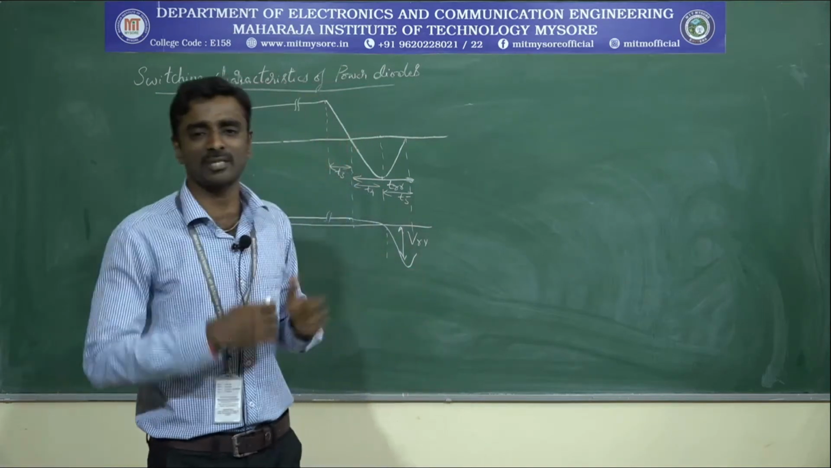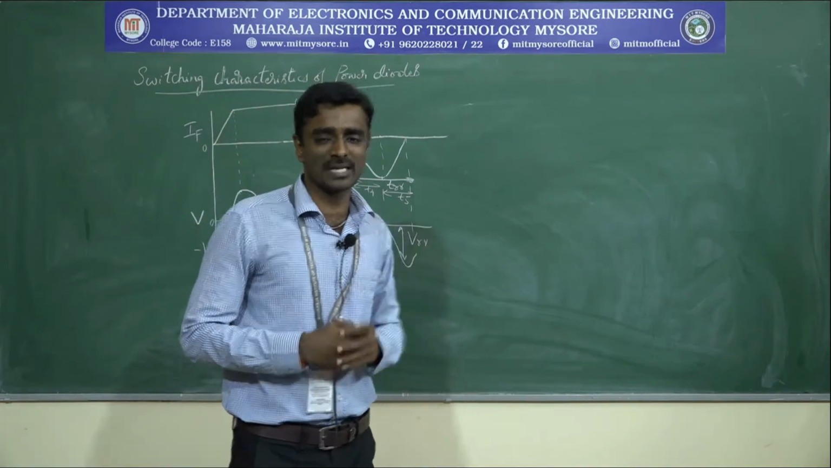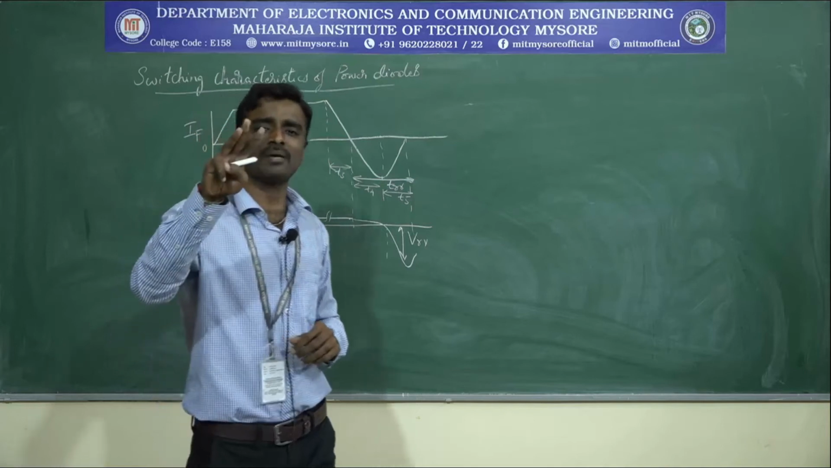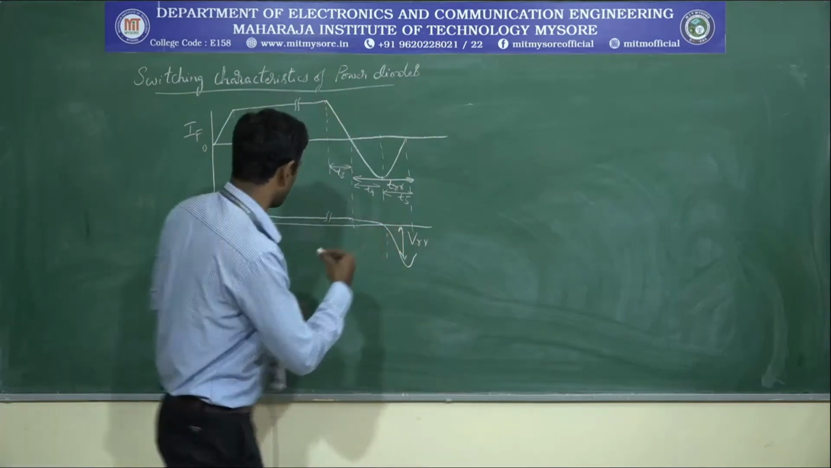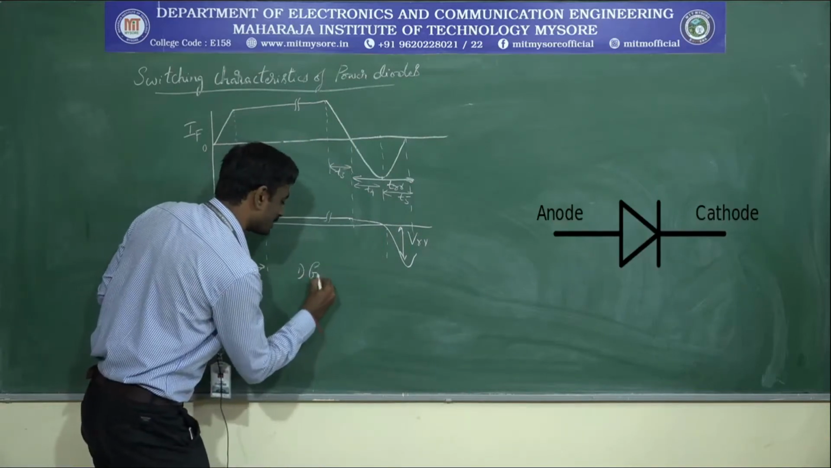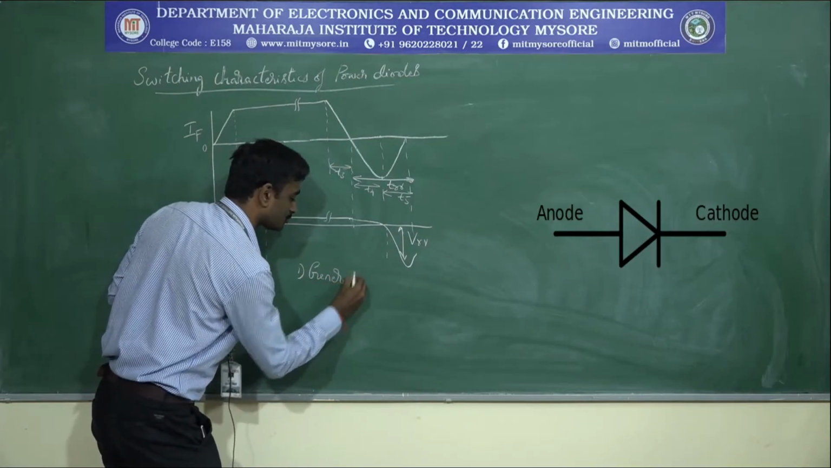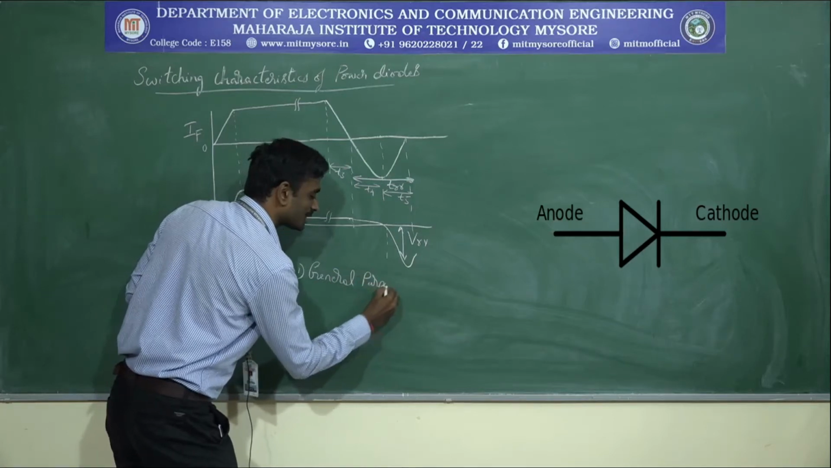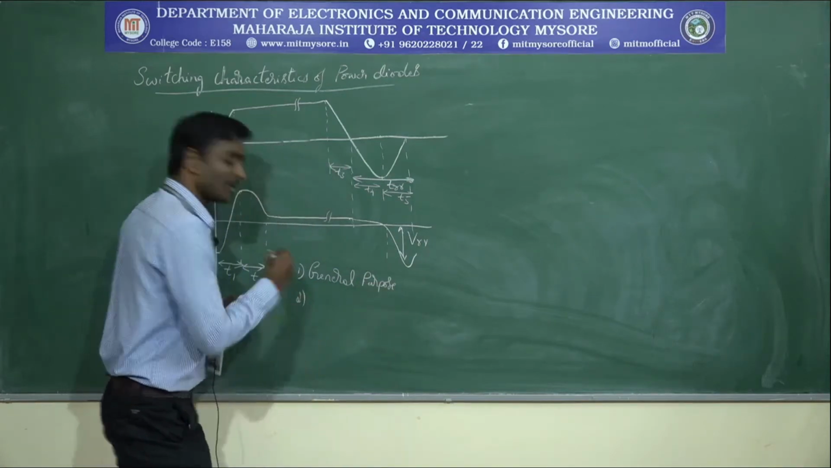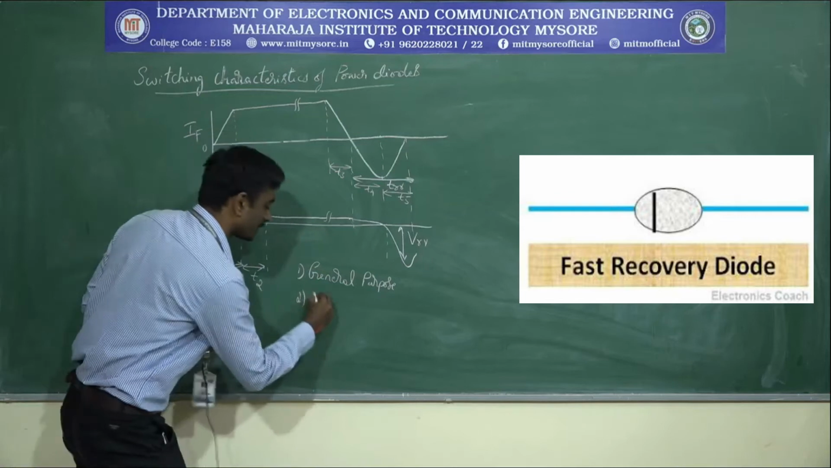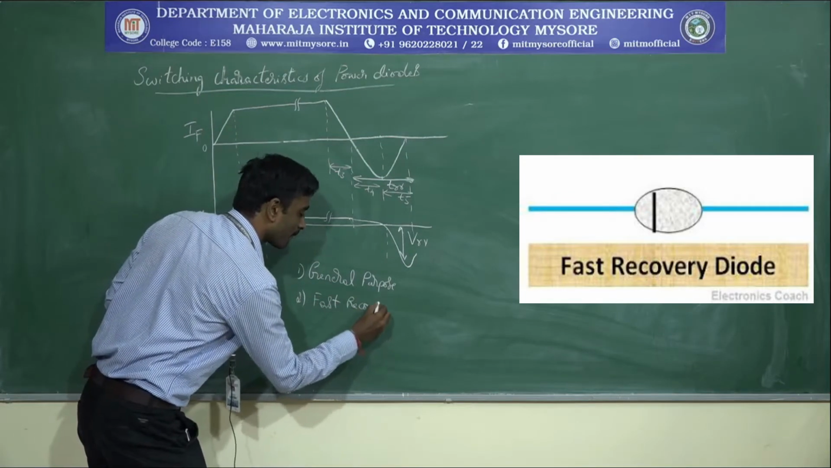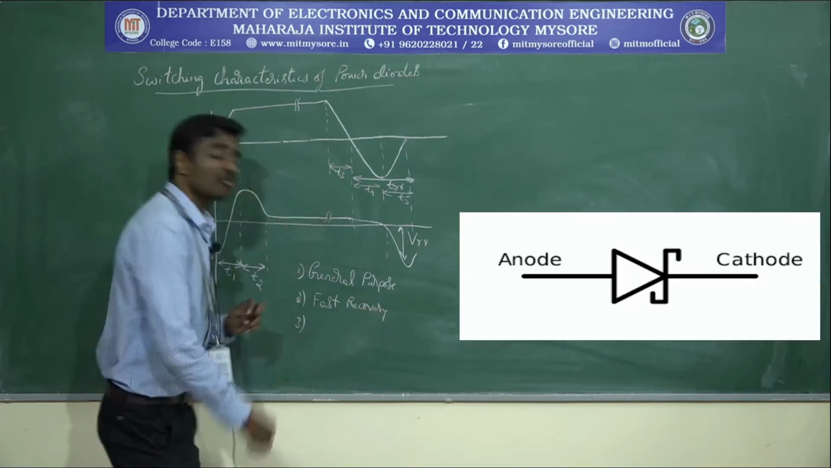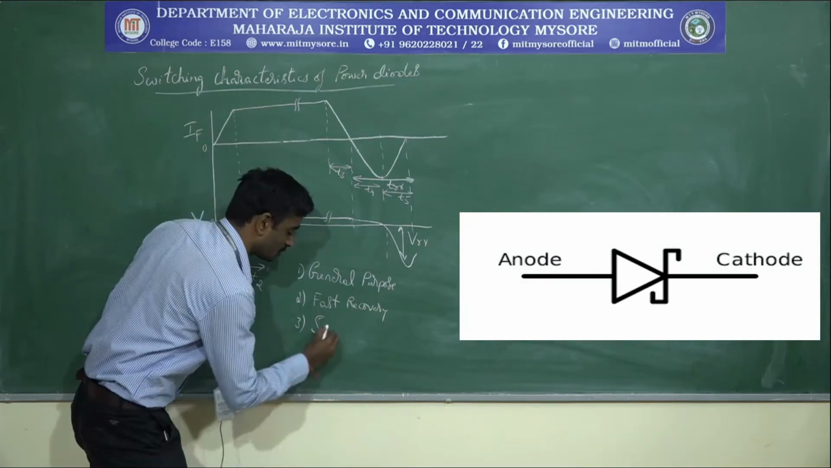So these are all the general points with respect to power diodes, and in the previous class I said that you will have three different types of power diodes. The first one is general purpose diodes. The second one will be fast recovery diodes. And the third one will be Schottky diodes.